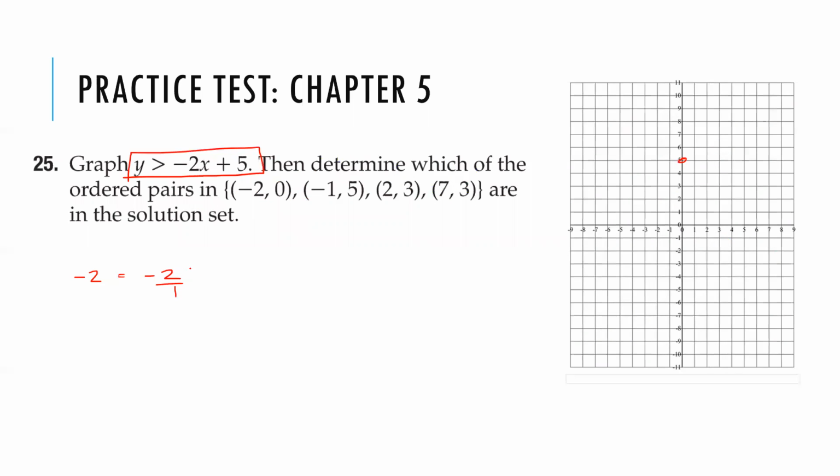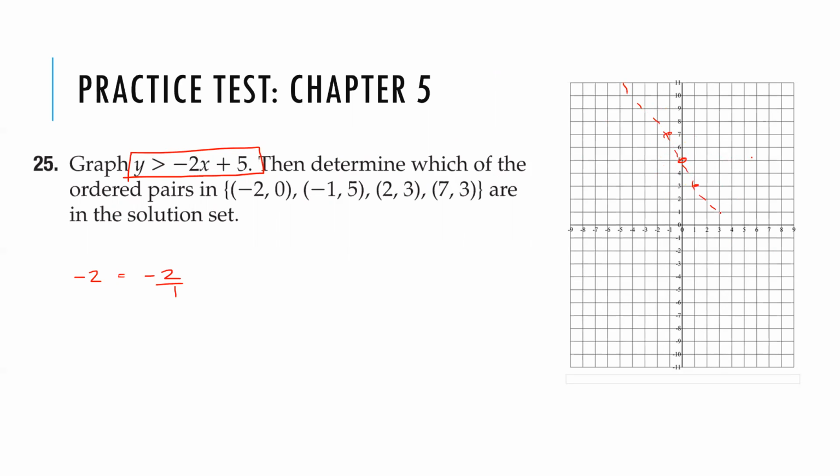Remember, I want the rise and the run. So I can either go down 2 and to the right 1, or up 2 and to the left 1. Okay? So this line is going to be dashed because it's greater than. Okay?